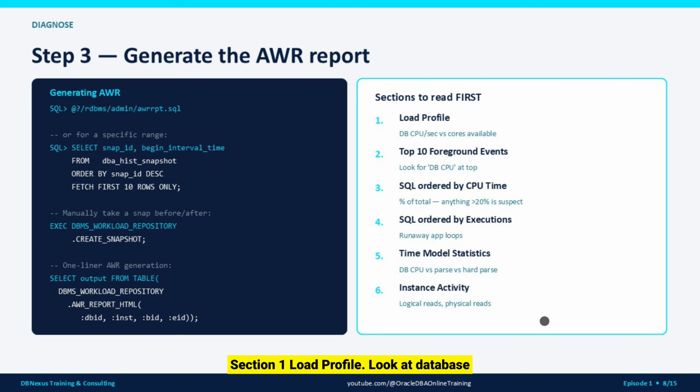Section 1. Load profile. Look at database CPU per second divided by the number of cores. If that ratio is above 1, your database is asking for more CPU than the operating system can give it. Section 2. Top 10 foreground events. If database CPU is at the top of that list, it is confirmed. CPU is the bottleneck.